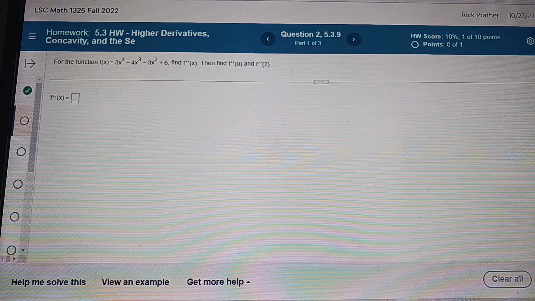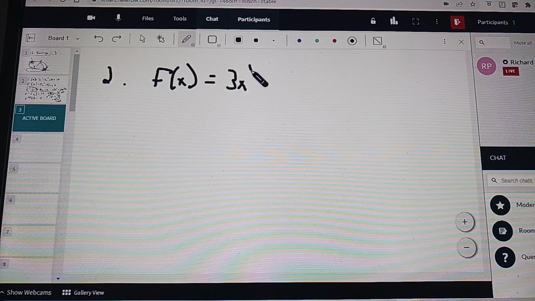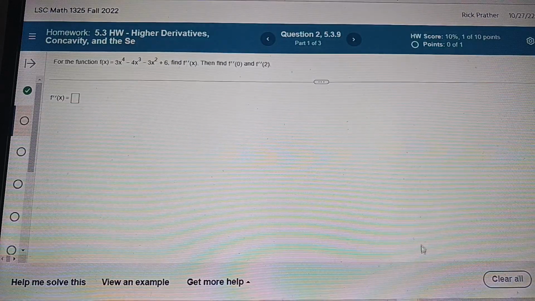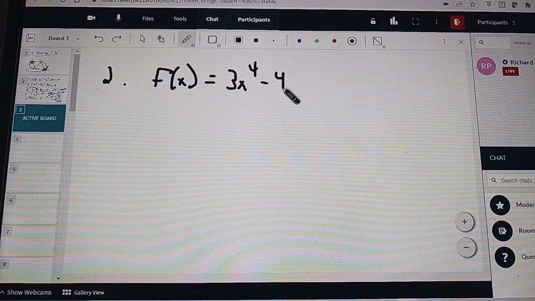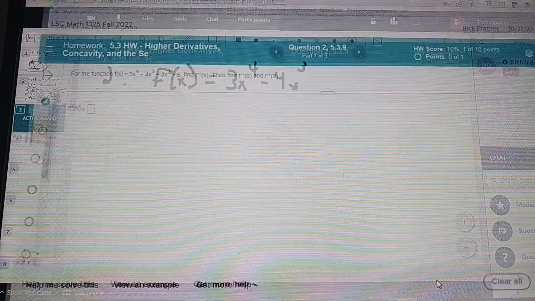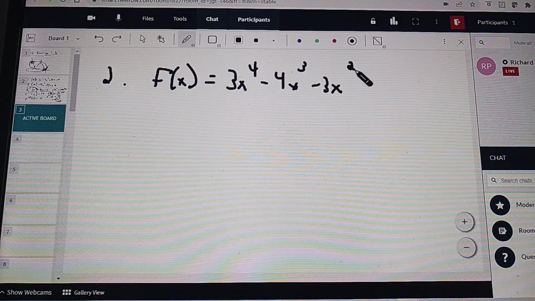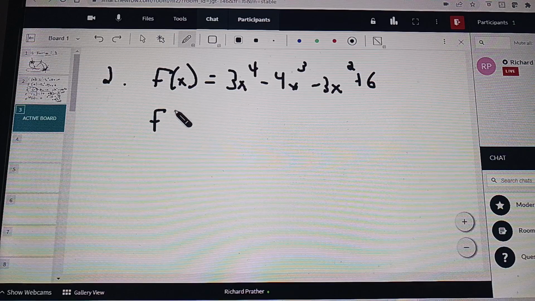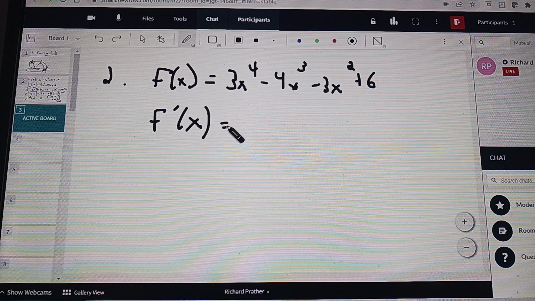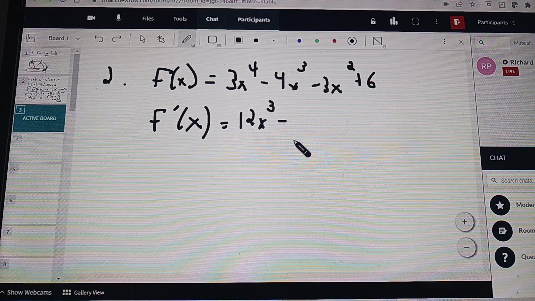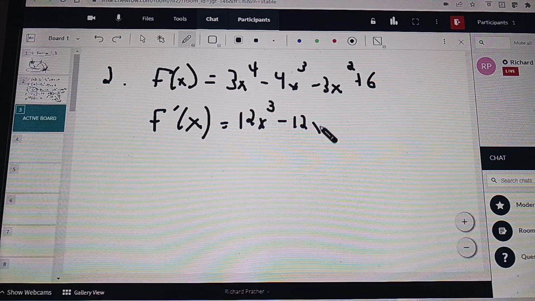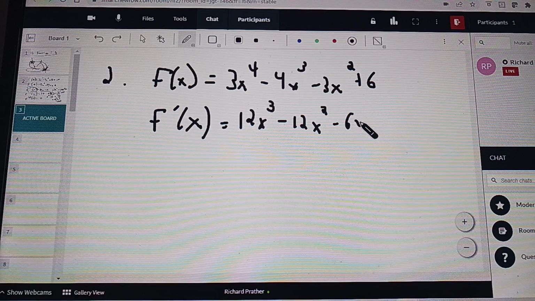So f of x is 3x to the fourth minus 4x to the third minus 3x squared plus 6. So do the first derivative with the power rule. 3 times 4 is 12, x to the 4 minus 1, which is 3. 4 times 3 is 12, x to the 3 minus 1, which is 2. 2 times 3 is 6, x to the first, and the derivative of 6 is nothing.